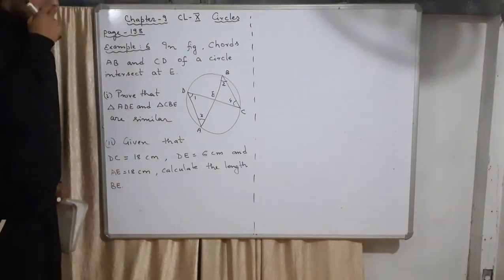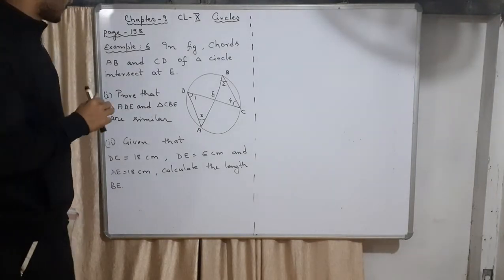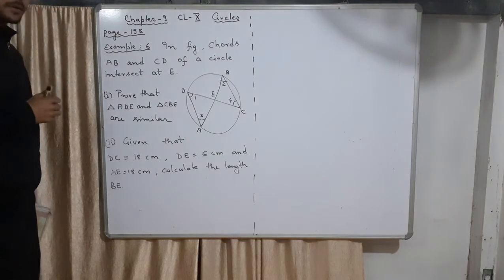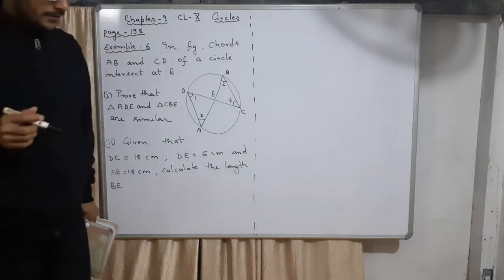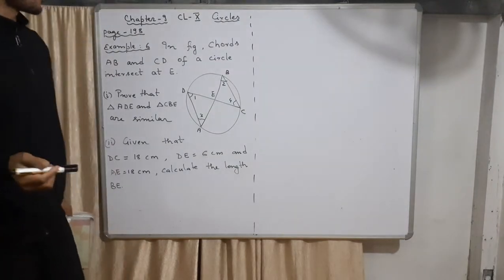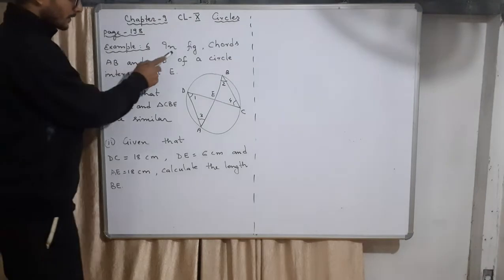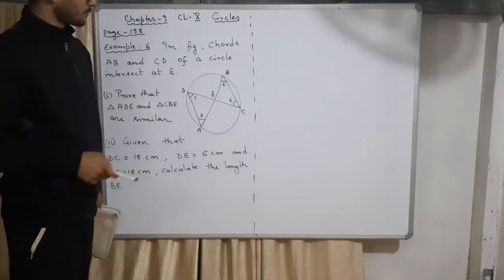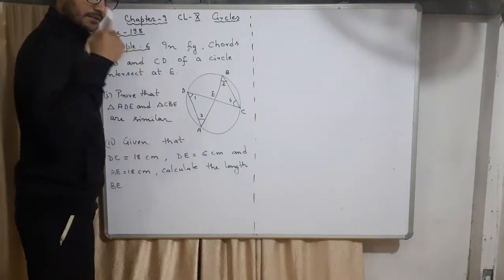I welcome you to a new class of Class 10, Chapter 9, Circles. We were continuing from the previous example number 5. After doing some theorems, based on those theorems, we did some numericals. Example 6 is like this. The figure is in the textbook at page number 190. You can see it is already given. The diagram is also given in the textbook.